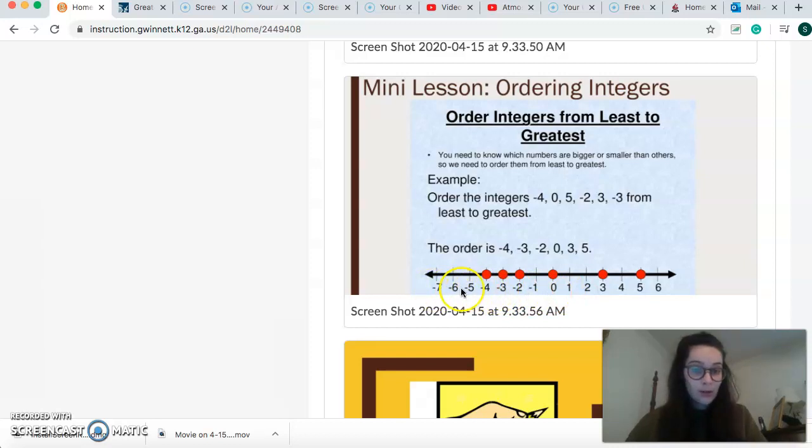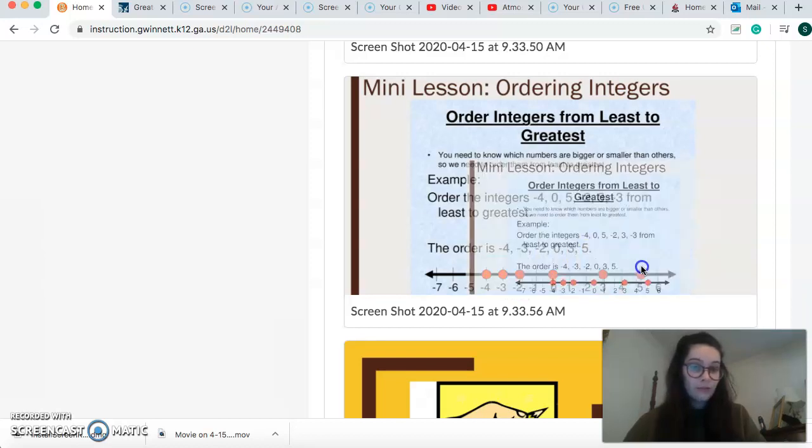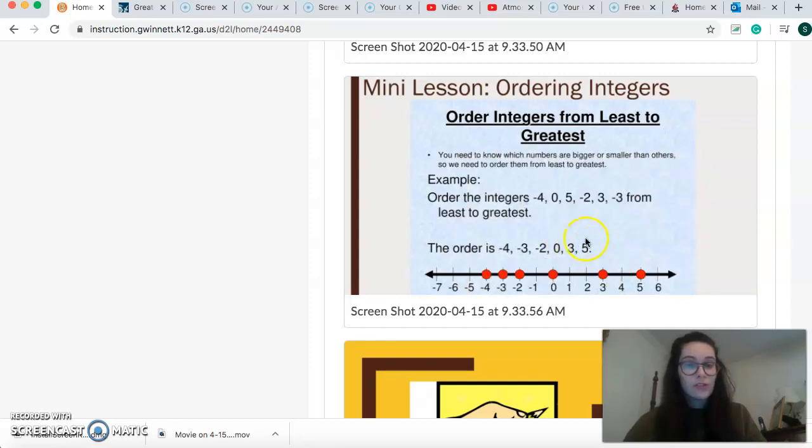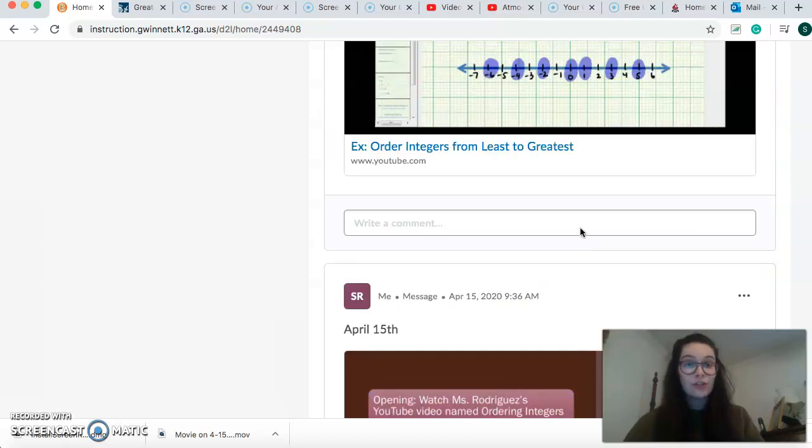The smallest number is always towards the left. So the smallest number is -4, then -3, -2, 0, 3, and 5. Oop, 5. So you see how we order those, okay? That's how you are going to do your work for today.